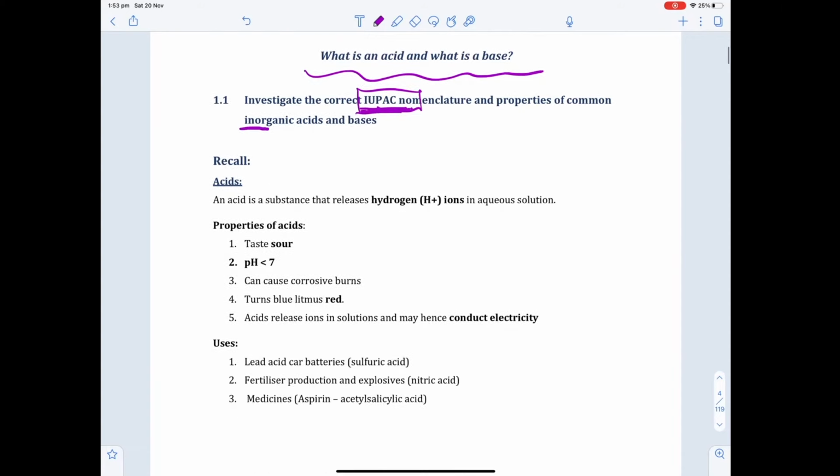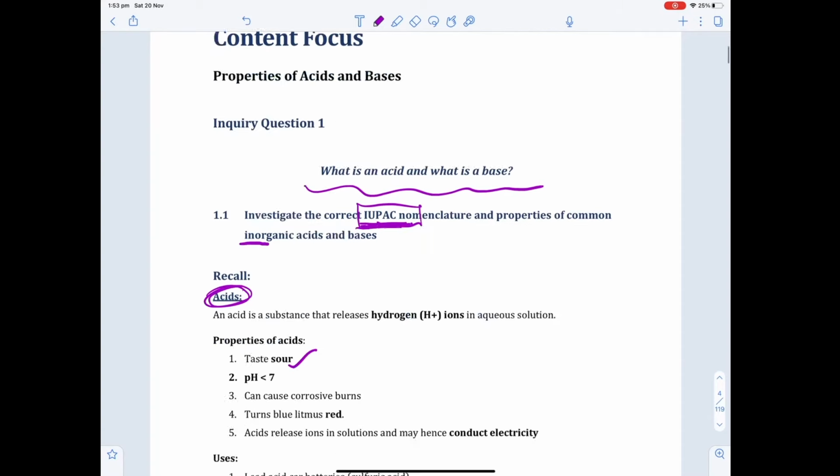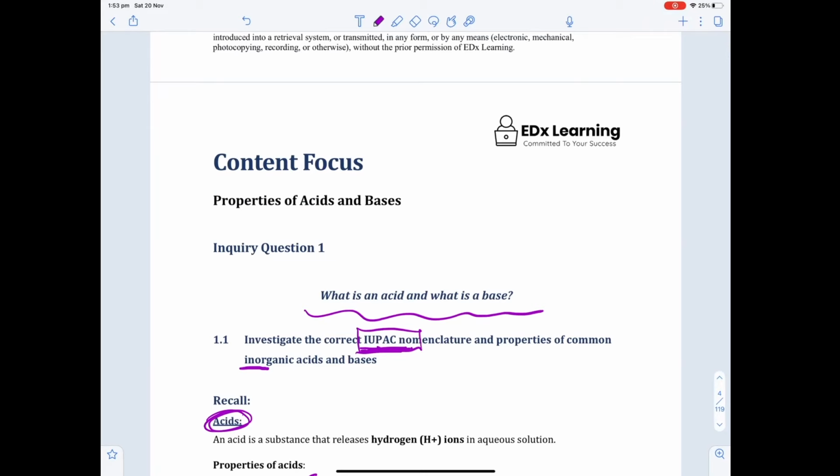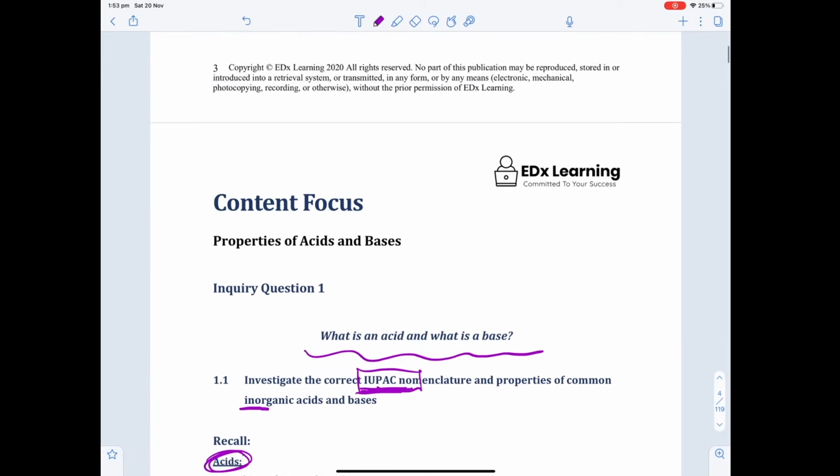Now, before we name them, let's talk about some other properties. So Pranav said they're sour. What are some other properties of acids? Just go across. That's all right. I'll come back to you, Tanisha. Good. What does pH stand for?